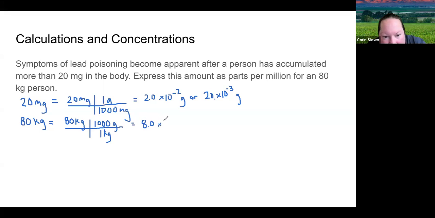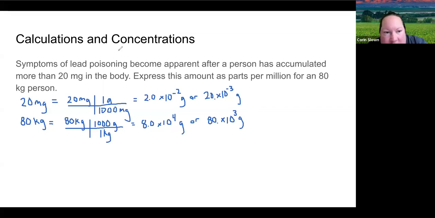Okay, so that's going to be 8.0 times 10 to the, what do you think? 80 times 1,000. So that should be 8 times 10 to the 4th grams. So notice, as part of this refresher, our negative exponents tell us when something is small. Our positive exponents tell us when something is large, right?